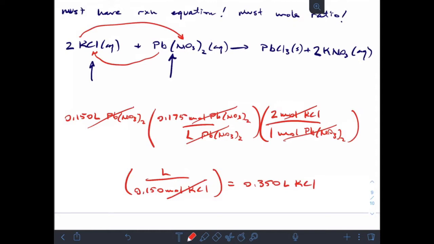Okay, so we're still doing stoichiometry, just like we did in chapter 3. The difference is that now we have a different way to get to moles and a different way to get out of moles. But ultimately, it's just about that mole ratio in the middle.